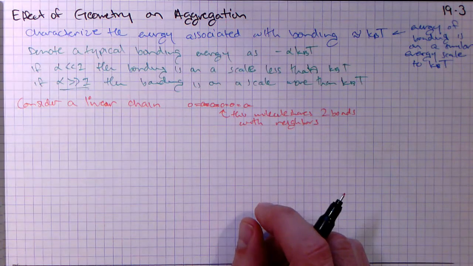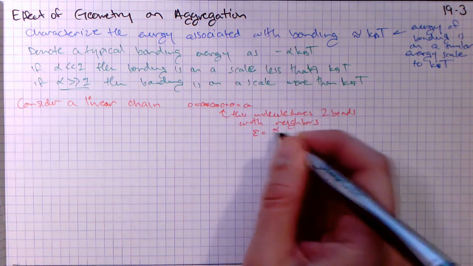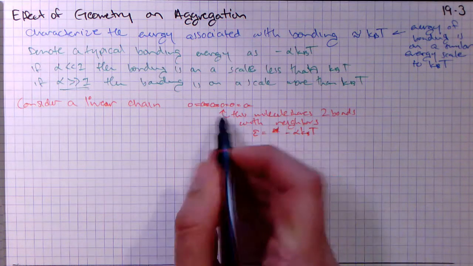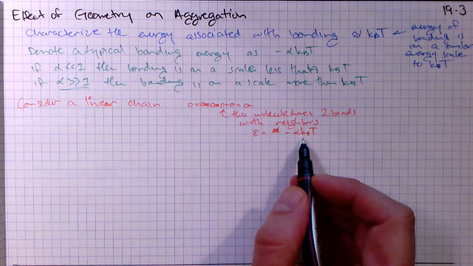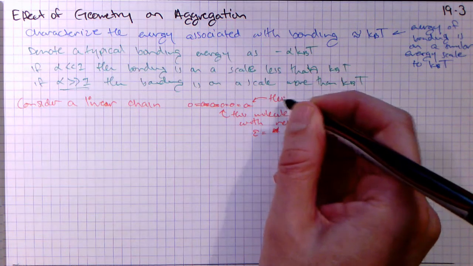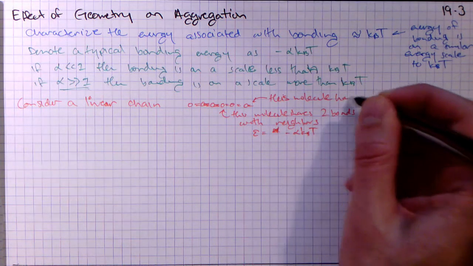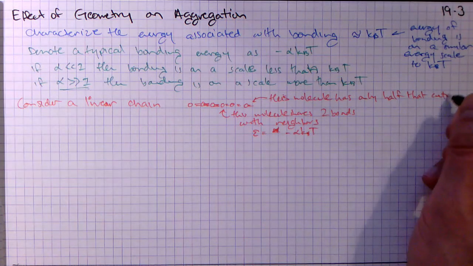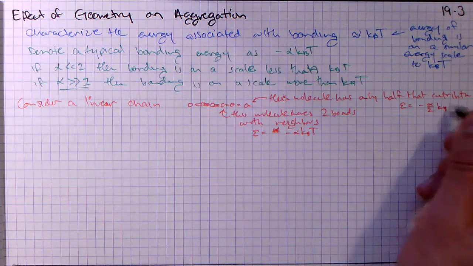right? And so it lowers its energy by minus alpha kBT, right? So it has 2 bonds, so 2 alpha kBT, but each of those is shared between 2 molecules, so it's minus alpha kBT per molecule. And then you have an end molecule, right? This molecule has only half that contribution. So that molecule has an energy minus alpha over 2 kBT, right?